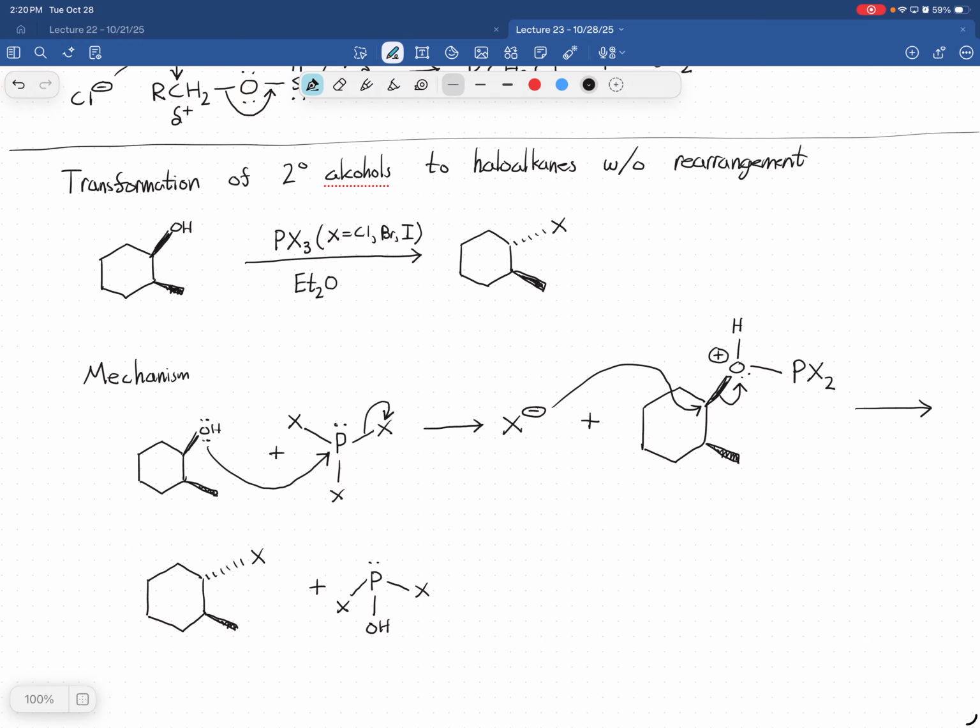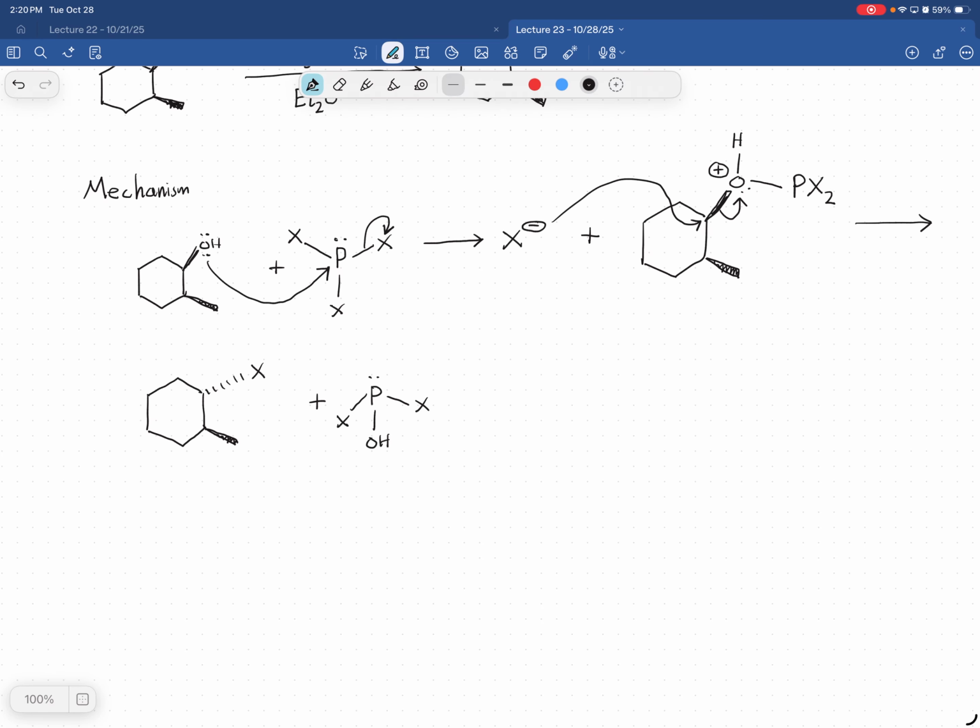And then what happens here is that this reagent can react 2 more times. So I can take 2 more of the alcohols, of the starting material, and react this remaining reagent here and substitute the 2 X's again. And so this usually goes to completion.